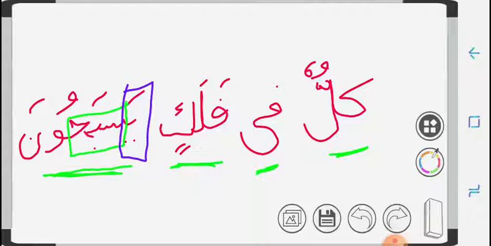So this yasbahun is a word of action. It means that whatever's happening is in the present or in the future. So it's happening now and it will still continue to happen. So when we look at kullun fi falakin yasbahun, it means everything in orbit is floating, swimming.